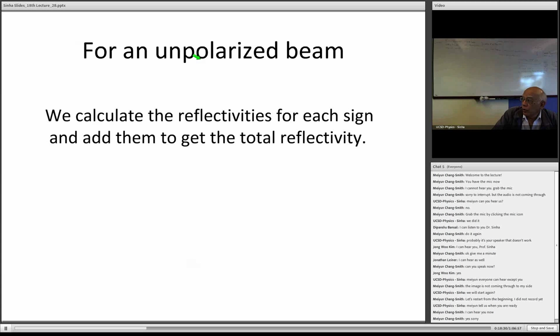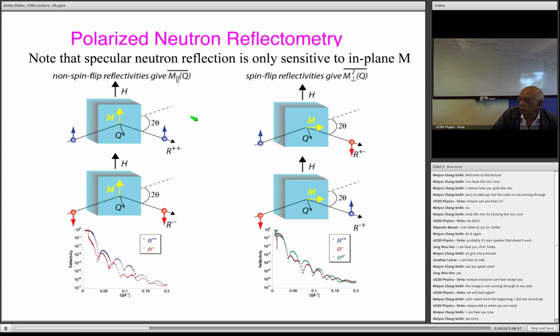Now, for an unpolarized beam, of course, the magnetic reflectivity is just the reflectivities for each sign in the previous one, since both neutron spin polarizations will be present, and we just average them and add them to get the total reflectivity. So that's unpolarized neutron beams. Can I have the next slide, please?